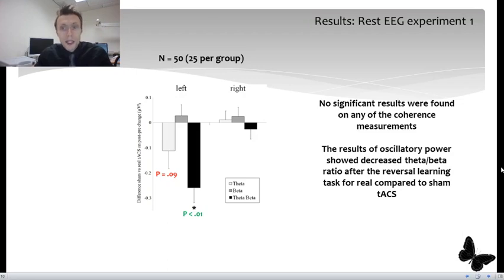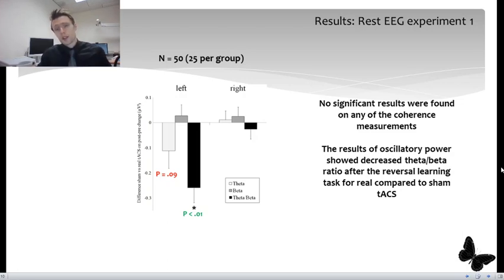What you may expect is that tACS increases theta power in the frontal cortex. This didn't seem to be the case. If anything, there was the opposite. If you look at the white bar in the left hemisphere, there was, if anything, a decrease in theta power. However, it was not significant, so we should conclude that there was no difference. Also, there was no difference in the right hemisphere.